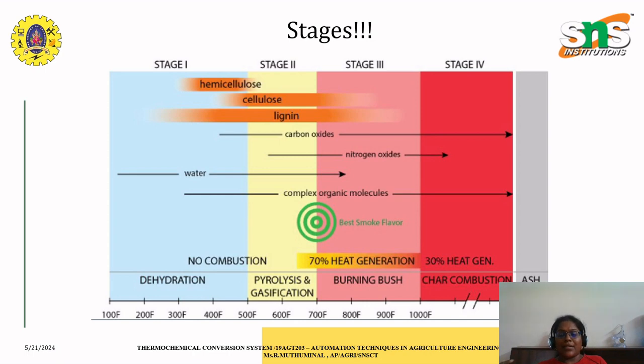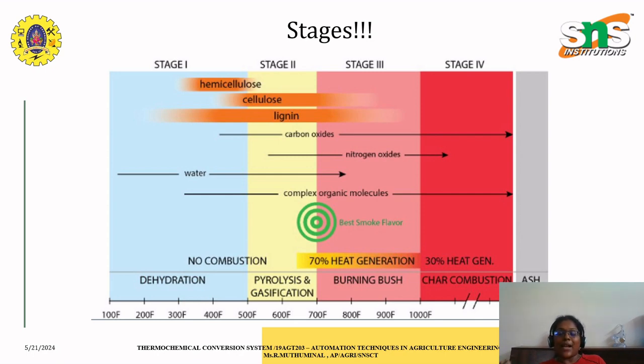vaporized. And at the third stage, the burning stage, up to 1000 Fahrenheit, nitrogen oxides will be given off, and the organic molecules will also come off. Here 70% of heat generation is attained at the third stage. This is what I have shown here clearly.